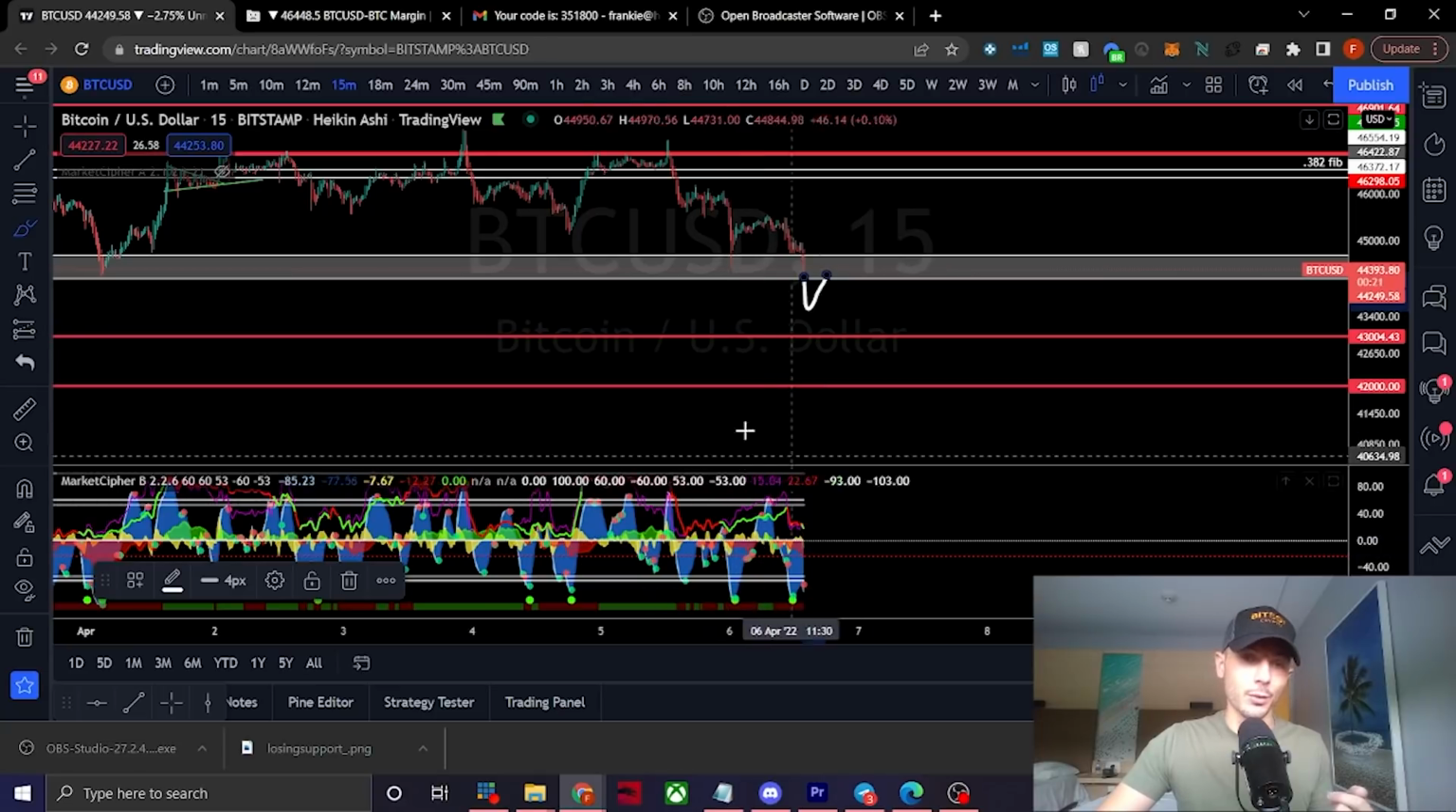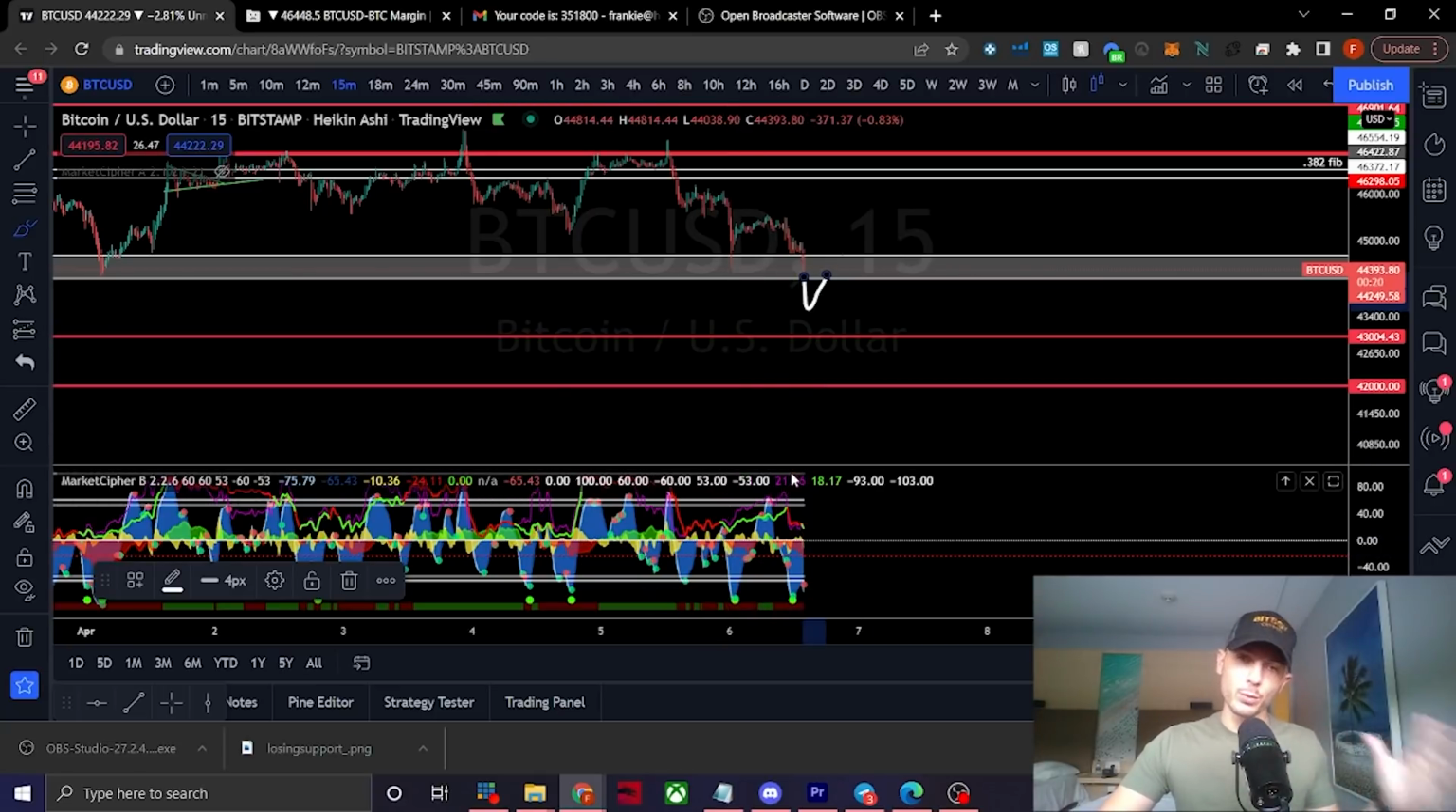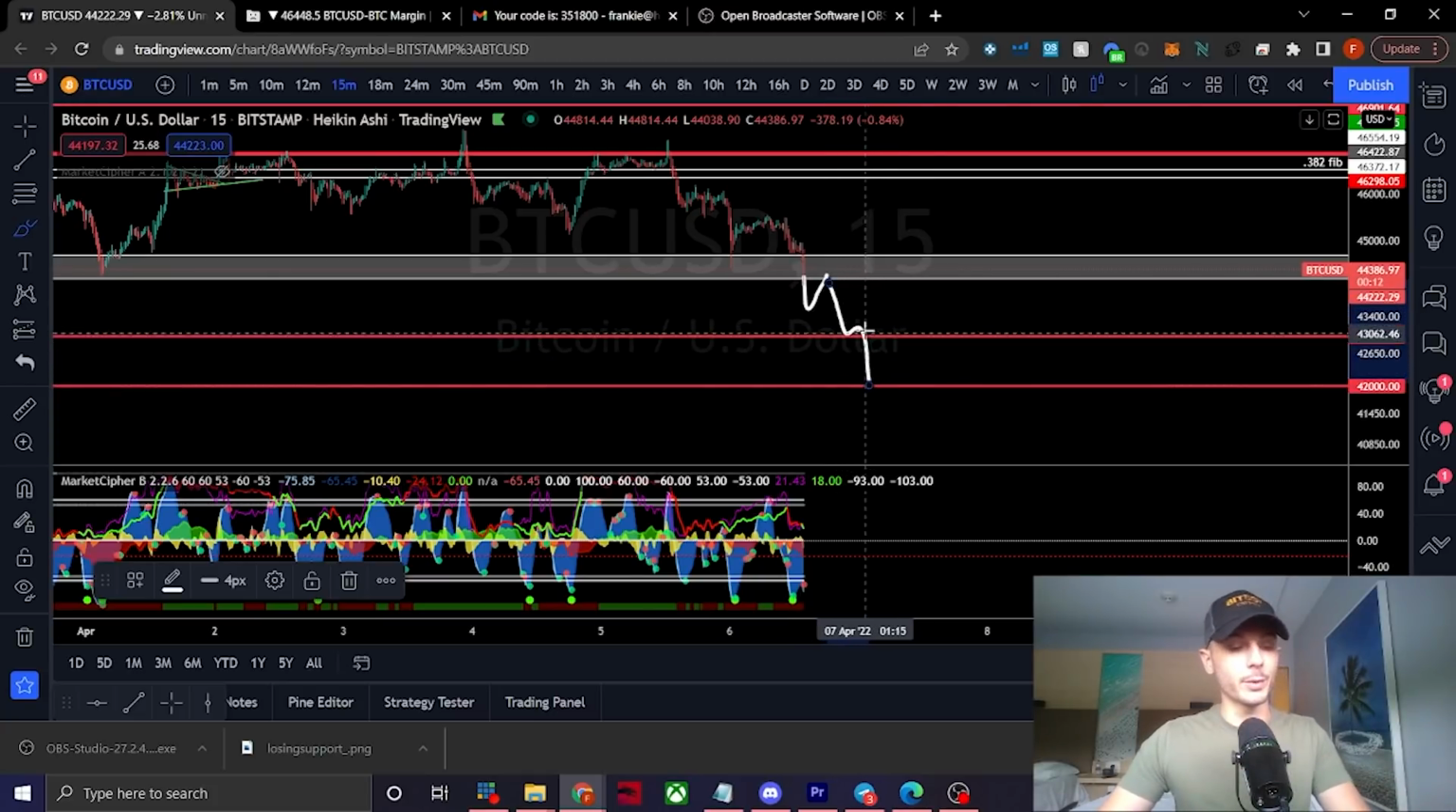And then depending on what Market Cipher B looks like, right? You always want to be using your confirmations, but you want to wait for that retest for a possible short position, maybe down to this level or even 42 or lower, depending on how low we can go. But I did just want to point out those levels for you guys if you are looking for trades. So those are the levels I'm watching.